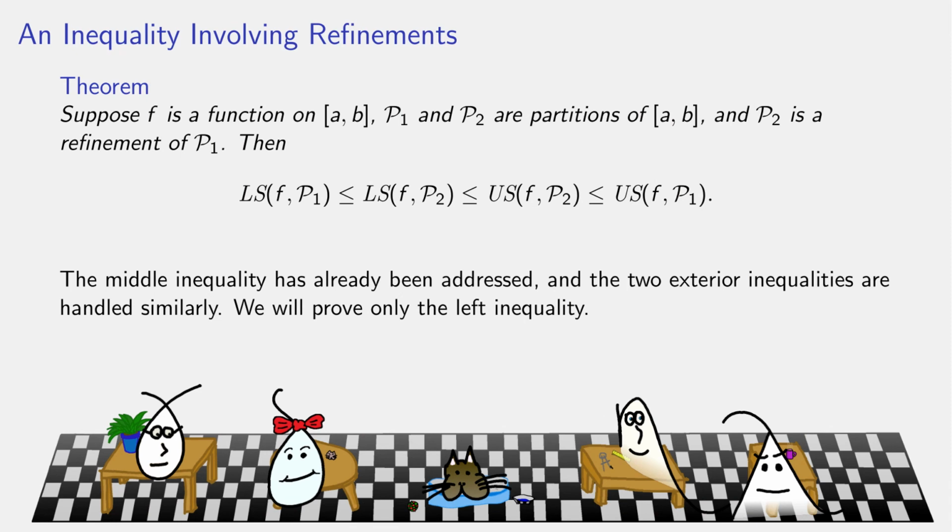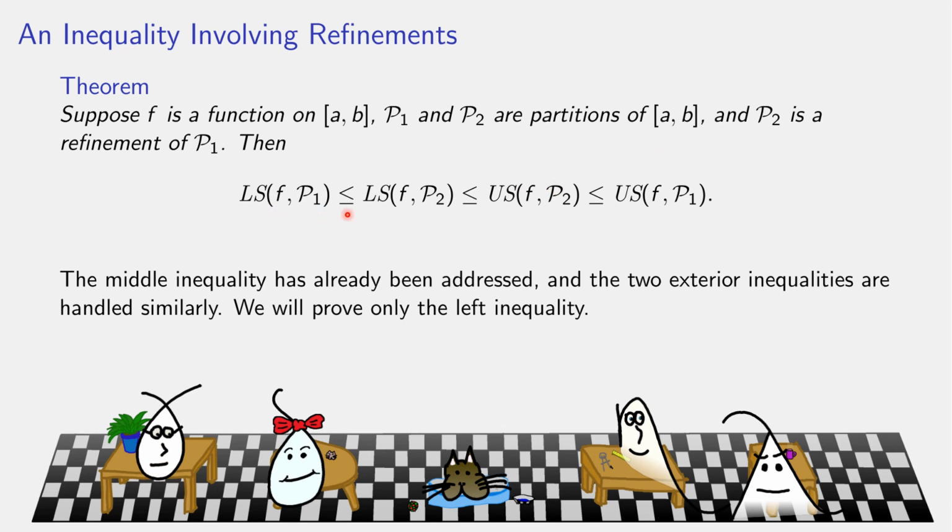Now, we've actually already addressed the middle of these inequalities. This inequality right here says the lower sum of one partition is less than or equal to the upper sum of the same partition. And we already know that. The partition isn't changing. Lower sums are smaller than upper sums. The 2 exterior inequalities, this one here and this one here, are handled very similarly. If you take a refinement, the lower sum can only get bigger and the upper sum can only get smaller. The proof is very, very similar.